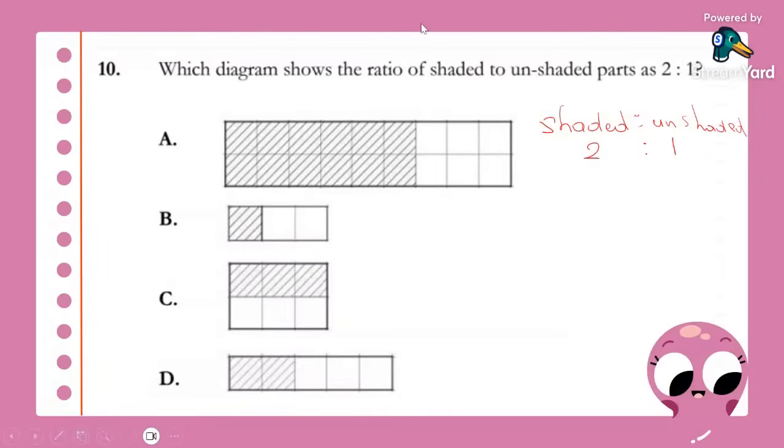Now, as you can see here, the bigger portion is the shaded part, and that is 2 times the size of the unshaded part. The bigger portion should be shaded part, and it is 2 times the portion of the unshaded part. Let us look at A. So far, you can see 1, 2, 3, 4, 5, 6, 12 squares are shaded.